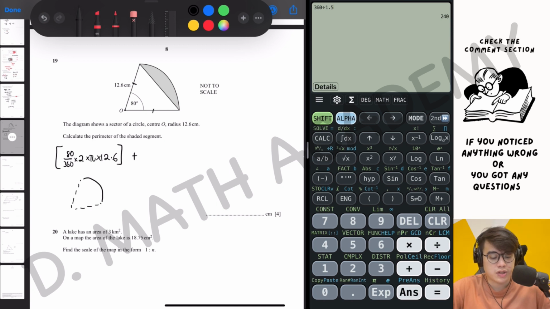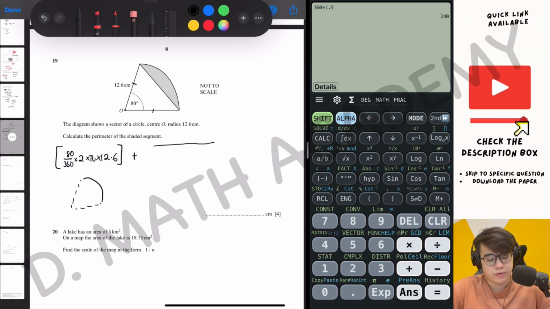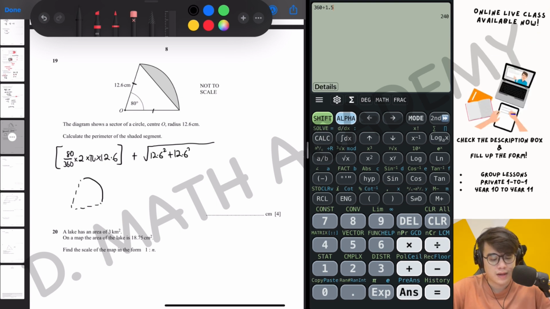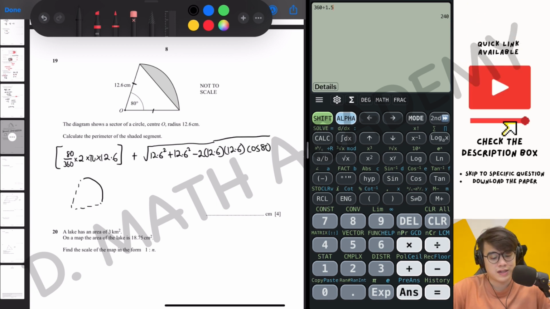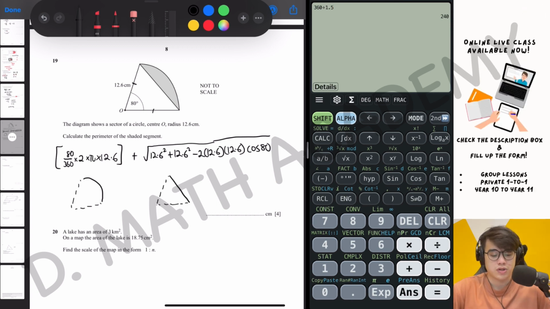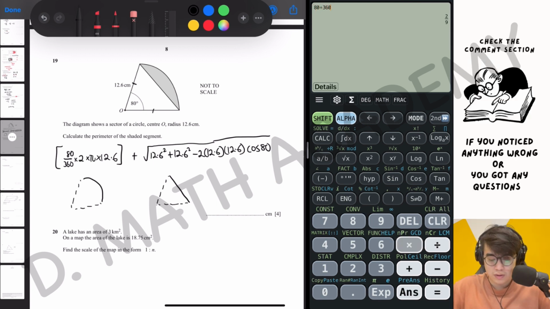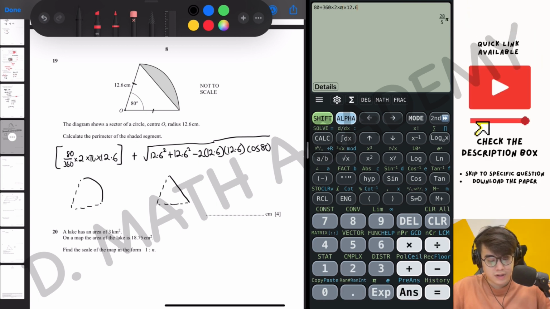So I can safely assume that to get the result, we'll be putting square root of 12.6 squared plus 12.6 squared minus 2 times 12.6 times 12.6, and lastly cosine 80 here. By keying in this, we'll be able to identify this part of the triangle. So adding these two up should be your final answer. First part, we got it as 28 over 5 pi.